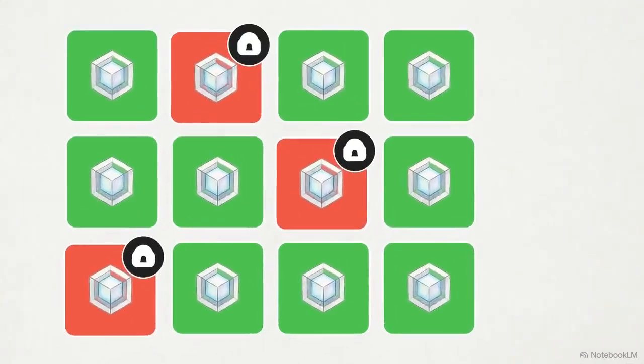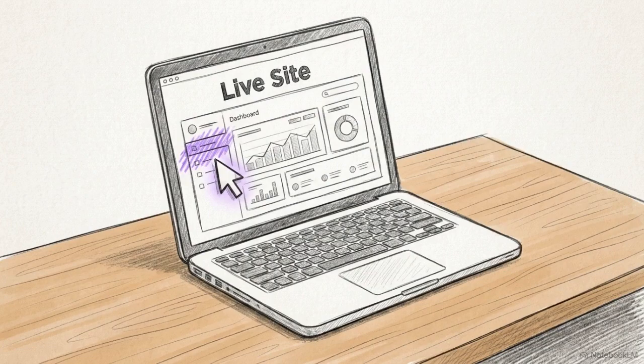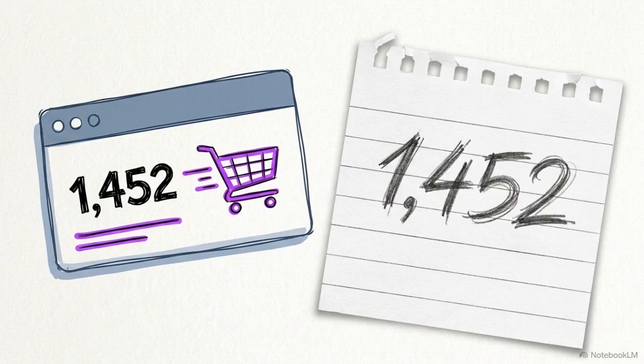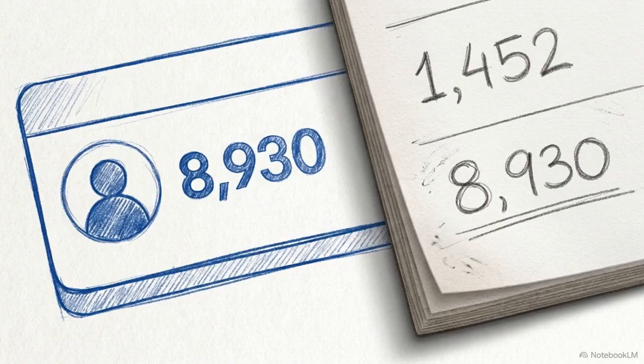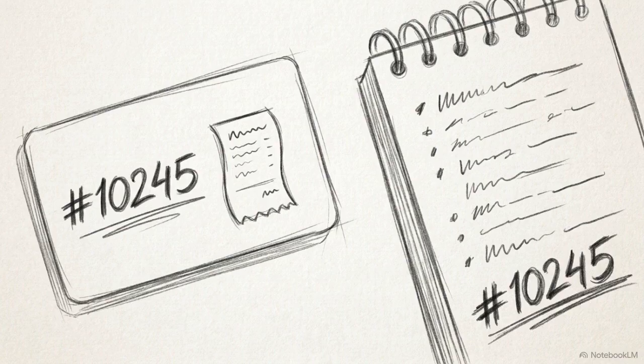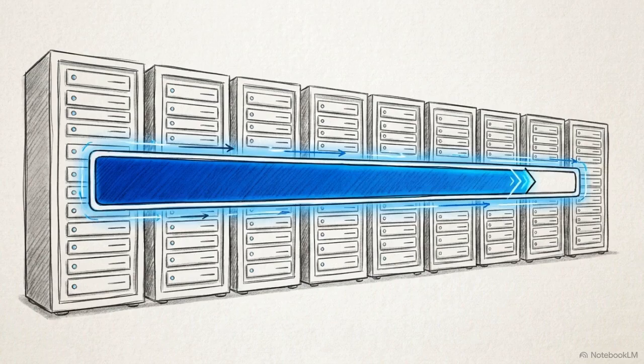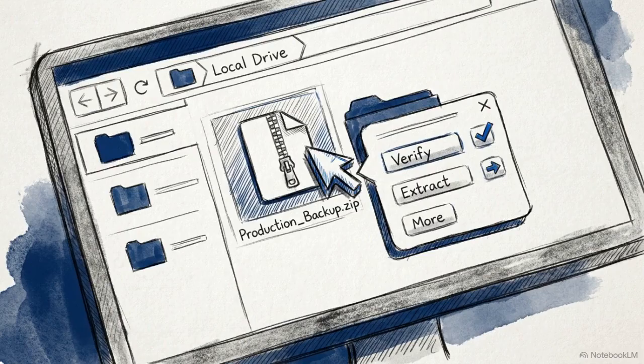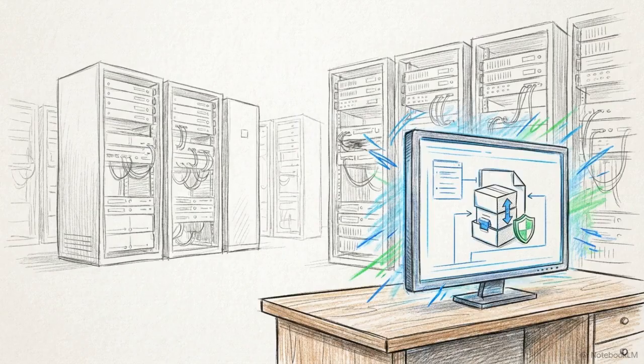Let's start the process. Step 1 is measuring our baseline. Before touching a single file, log into your live site, write down your current order total, the total number of registered users, and your newest order ID. Next, take a full file and database backup of your production environment. Download that archive to your local machine and verify the file opens. A backup stored only on the server you are about to overwrite offers zero protection.